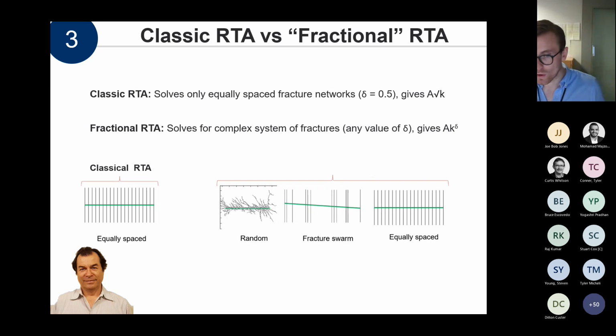Fractional RTA, which is from Jorge here, solves for something that's more complex. So it can be for any value of delta. So then the LFP is A K to the delta, and a delta of 0.5, that's the classical RTA example. So that's just a more flexible framework where the special case is solved for 0.5. And if you have something that's more or less homogeneous, that will just be a value that's between 0.5 and 0. And a delta of 0, that's boundary dominated flow. Okay, so it's just this way to account for that combination of flow regimes, if you like, or the transitional flow regime.